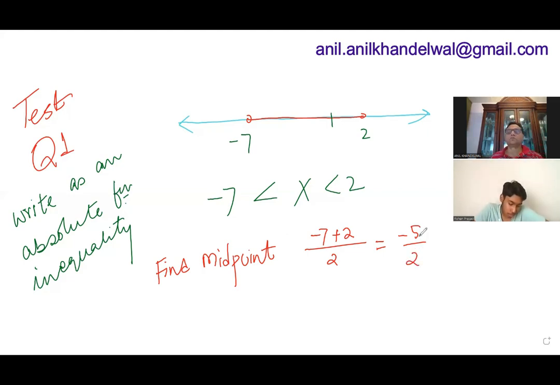I got -2.5. That is correct. So -2.5 becomes the midpoint. So somewhere here, right? Which is -2.5. Now what we need to see is how far we are from the midpoint.